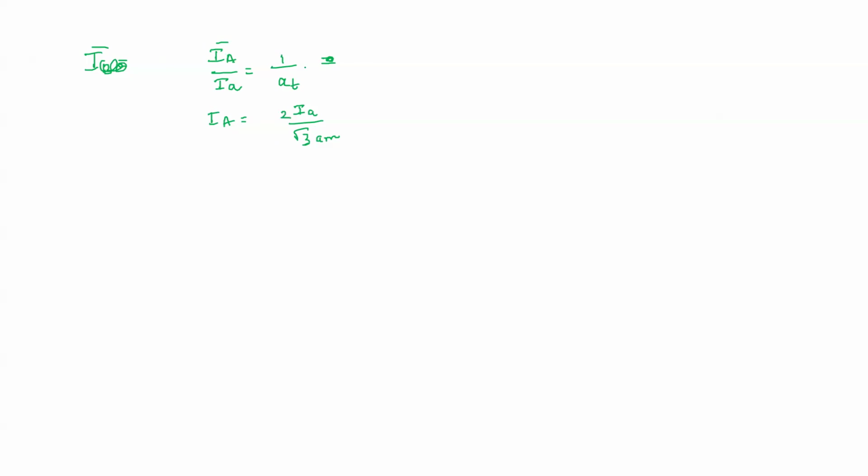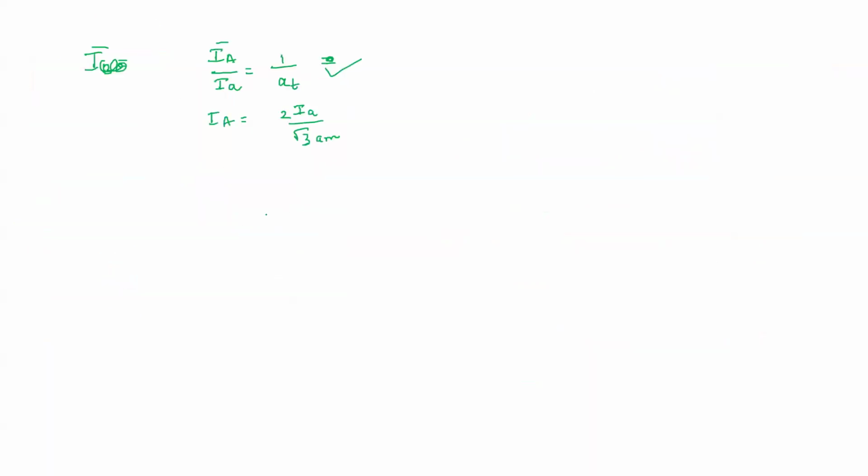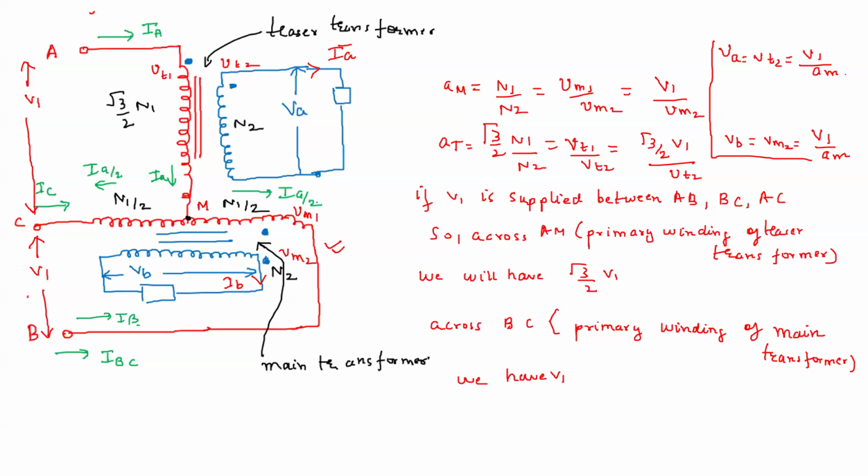So that is only what I have written, and then I have derived the magnitude of capital IA in terms of small ia. Okay, that is it. Now let us write the current IB and IC magnitudes. So here, IB, if you see IB, so this is the IB current. Now what about the IB current?